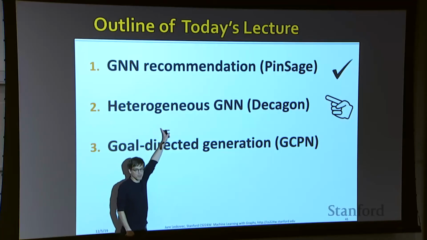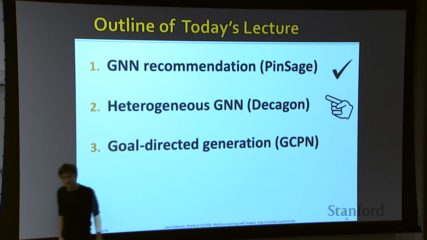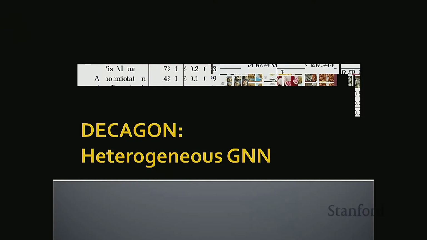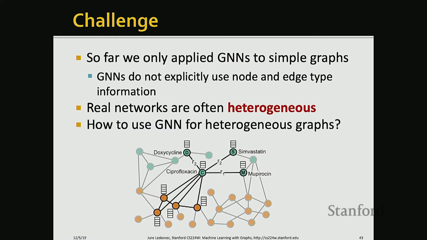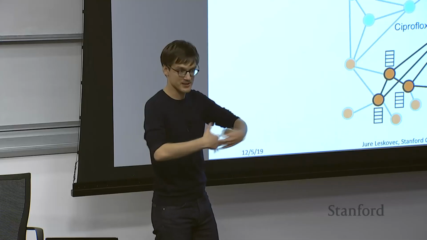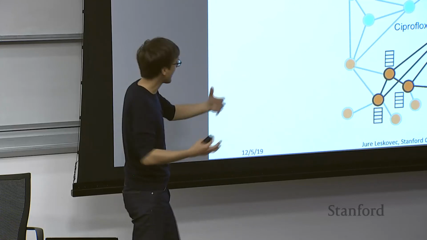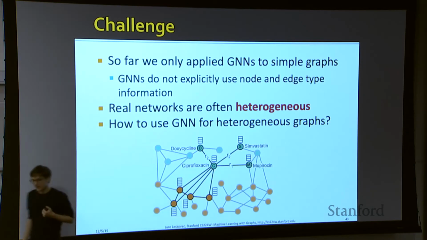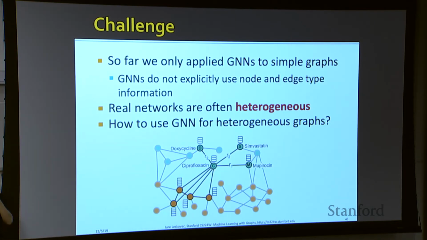Let me do topic number 2 as well, because it will be interesting. So this will be, again, graph neural networks, but applied to a very different domain, and it will be to heterogeneous graphs. The motivation from a technical point of view is, so far we only applied graph neural networks to simple graphs, graphs where we had a single type of node and a single type of edge. But if I have multiple types of nodes and multiple types of edges, how would I apply graph neural networks? This is what we are going to see here.